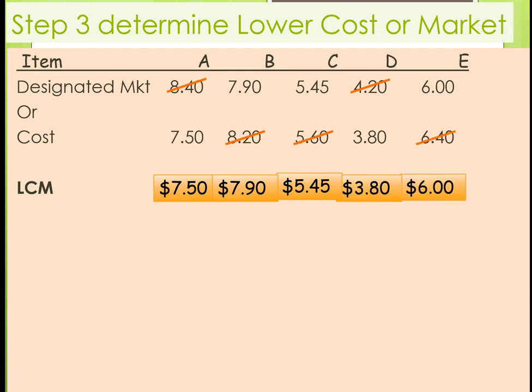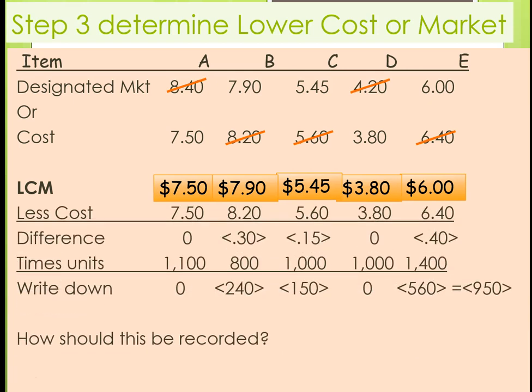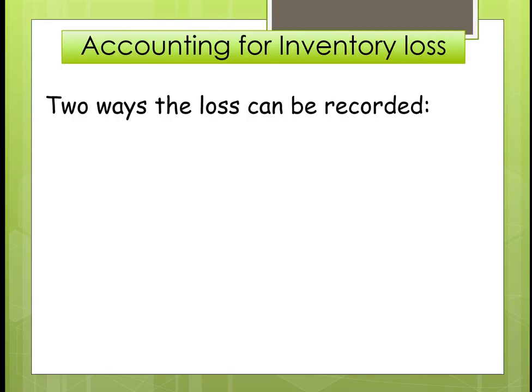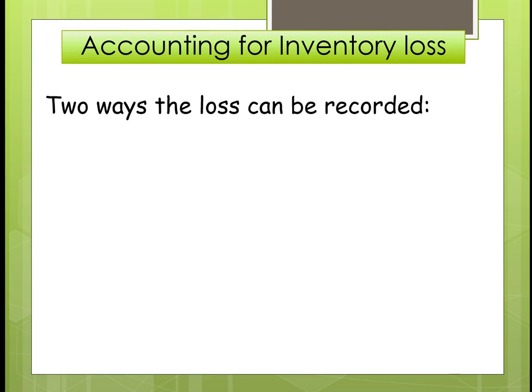Now we're going to take that and subtract our cost. And now we're going to get the amount that we have to write down the individual items. We're going to take it times the units, and we're going to total that up, and it tells us we're going to have to write $950 off. You can look at that for a few minutes so you can see what that's all about. Now, there are two ways to write off the loss.